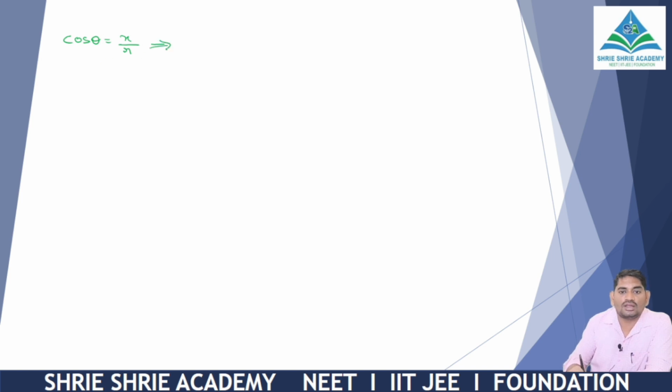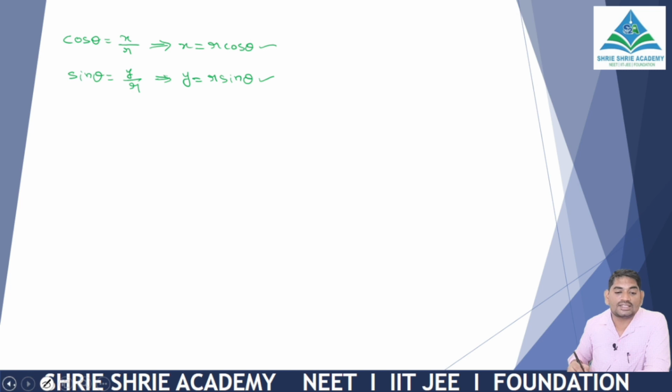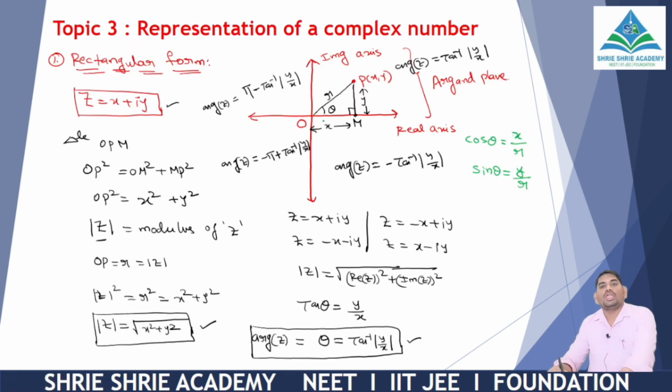So what about x here? From cos theta equal to x by r, x is equal to r cos theta. And from sin theta equal to y by r, y is equal to r sin theta. So x is equal to r cos theta and y is equal to r sin theta, from the right angle triangle OPM. Transposing r to that side, we got x equals r cos theta and y equals r sin theta. So what is the rectangular form of the complex number?